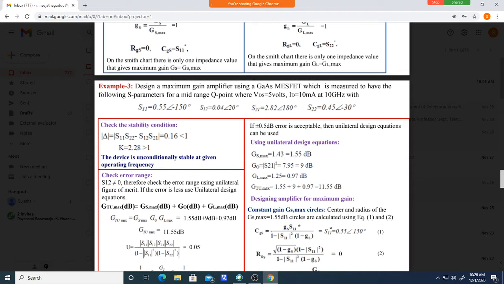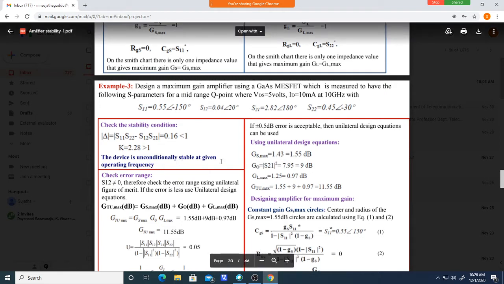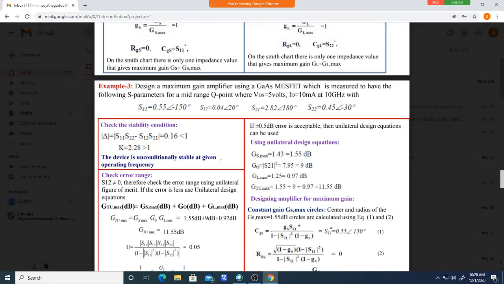So this is unconditionally stable. Okay, so we come to know it is unconditional stability. What about others?